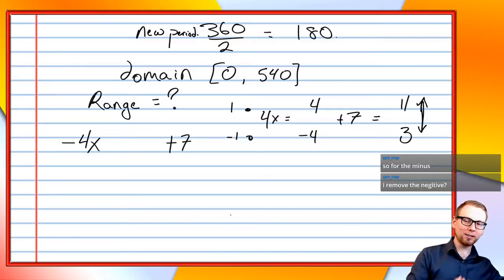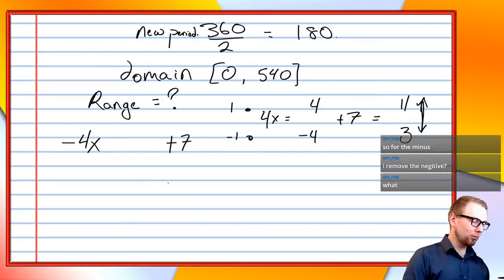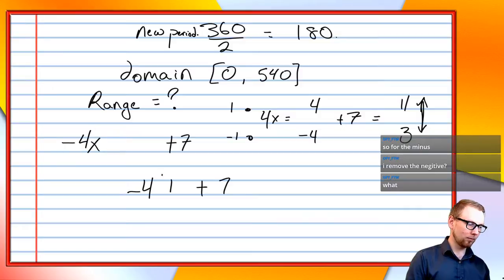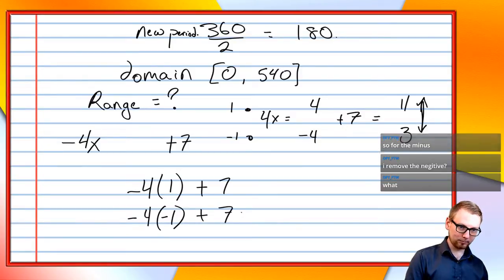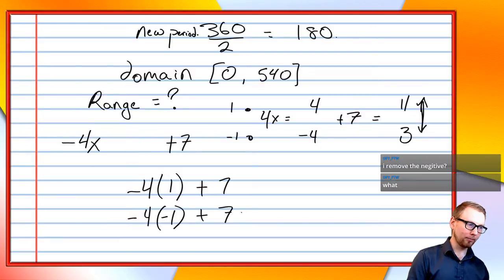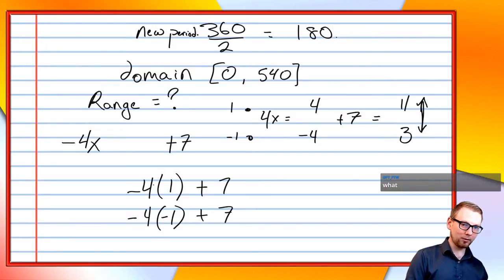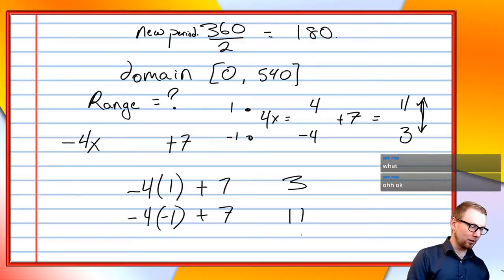you don't minus 7. So think of it this way. Your first number is a 1. Then you times by negative 4, and you add 7. Your second number is a negative 1. You still multiply by negative 4, and you still add 7, because that's the equation. So negative 4 plus 7 is 3. This is a positive 4 plus 7. That's 11.